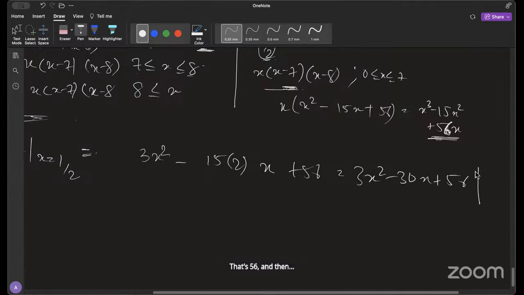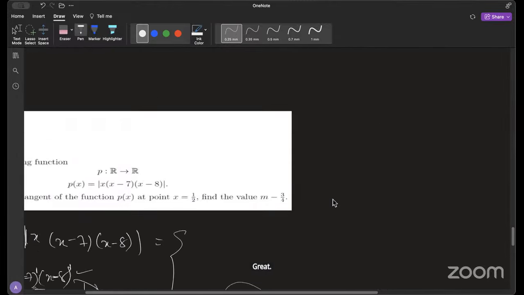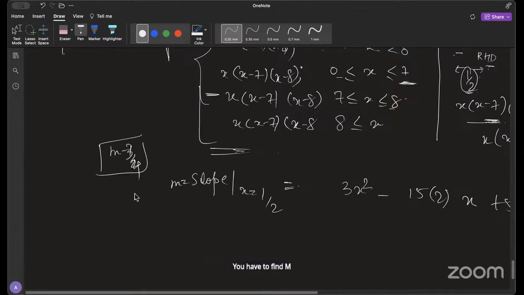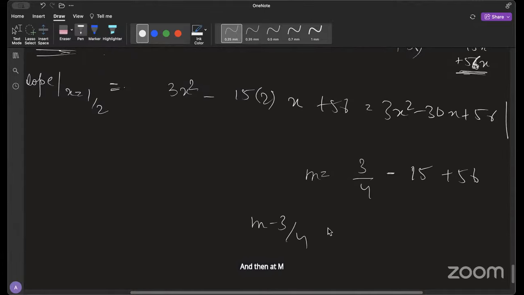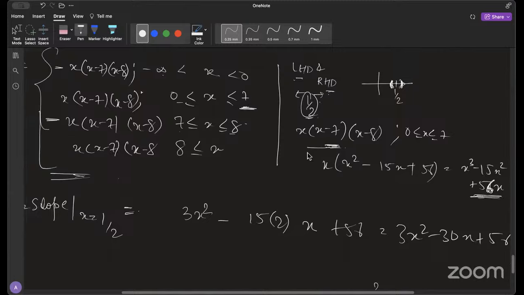And then at x equals half, this becomes 3 by 4 minus 15, 30 by 2 plus 56. Right? What do we have to find? Oh, it's 3 by 4 only. You have to find m minus 3 by 4. So this is your m. And then your m minus 3 by 4 is 56 minus 15. Right? So it's 41. Yeah, 41. Is this part clear to everyone?